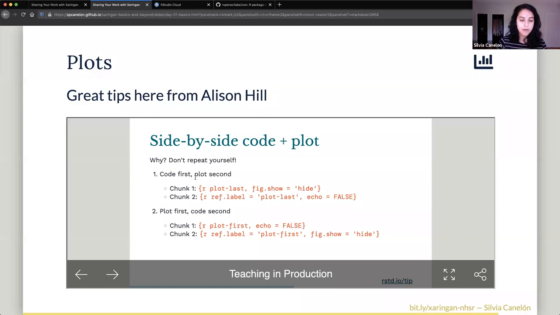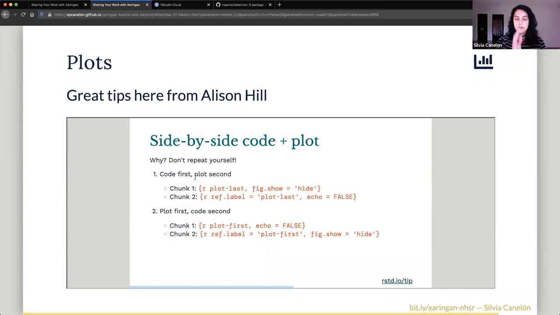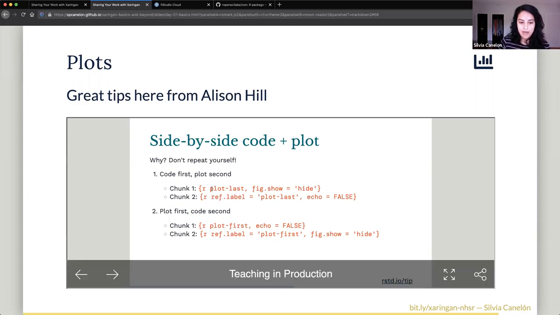If you wanted your code to show up first, like on the left, for example, and then the plot to show up later, say on the right, then you would give the code chunk a name. In this example, it's plot last. Then you would specify in your chunk options that you wanted to hide, fig show equals hide, so that it wouldn't show the output right away. Afterwards, when you're ready to show it, you would use the ref label code chunk option and set it equal to the name that you gave the code chunk that has all the code used to generate the output. Then you just hide that little chunk using echo equals false.